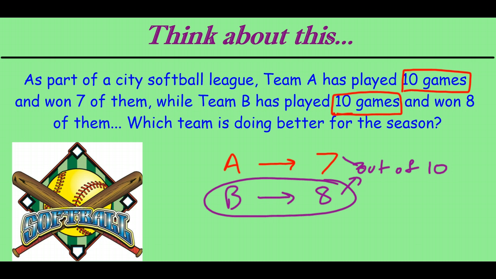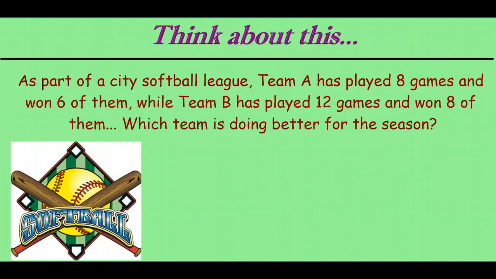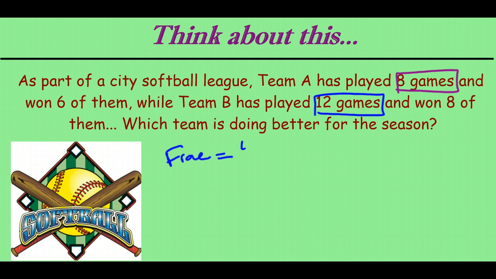Now think about this scenario. Team A has played 8 games and won 6 of them. Team B has played 12 games and won 8 of them. How might we compare these two records? Well, it's not quite as simple because Team A has played 8 games, whereas Team B has played 12 games. So if we look at the fraction, that is the games won divided by the total, which will tell us the fraction of games that they won.